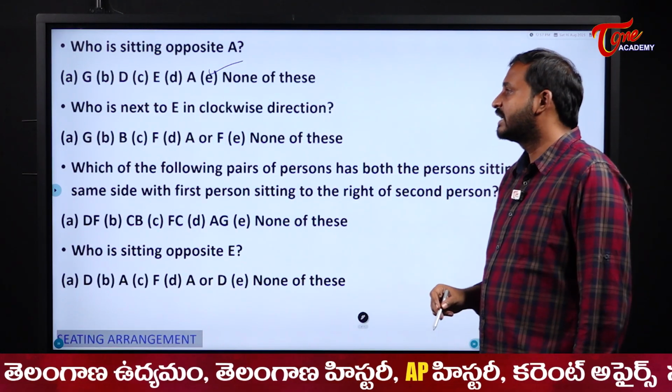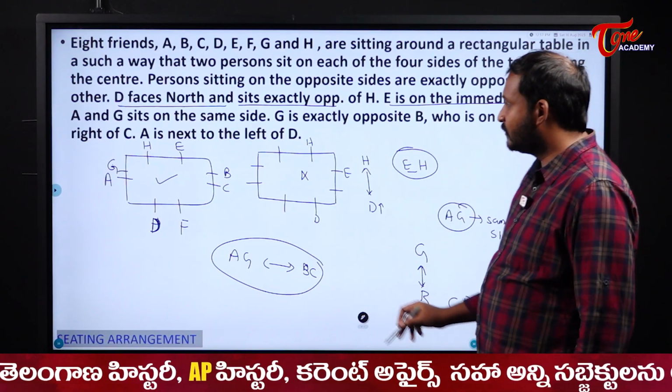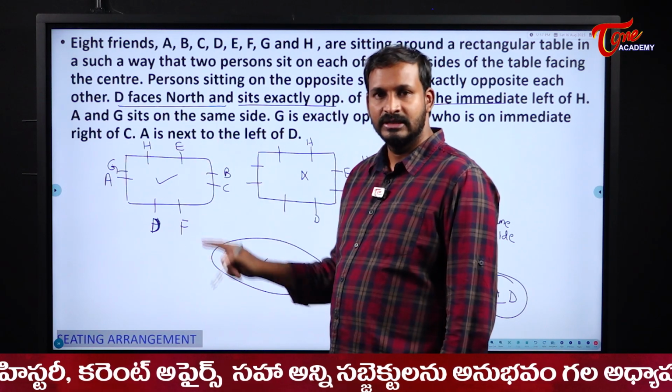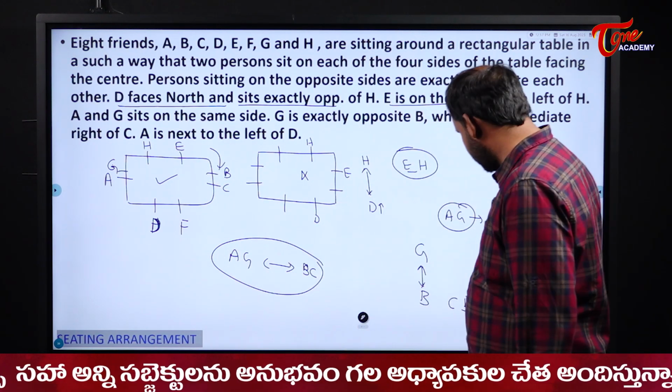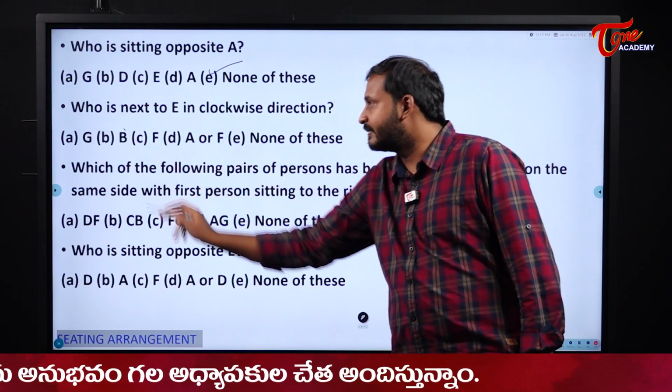Next. Who is next to E in clockwise direction? Clockwise means how the clock will rotate, students? This is how the clock rotates. So who is next to E? B. So my answer is B.